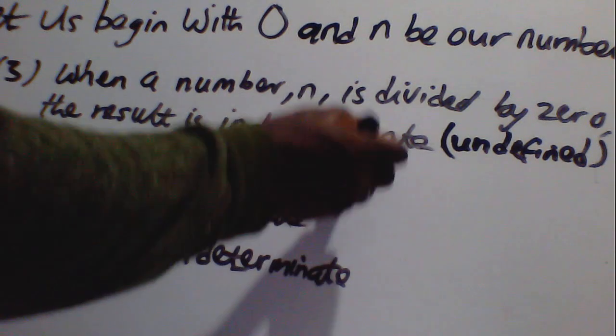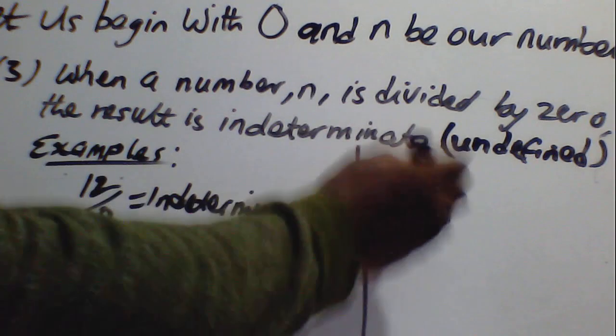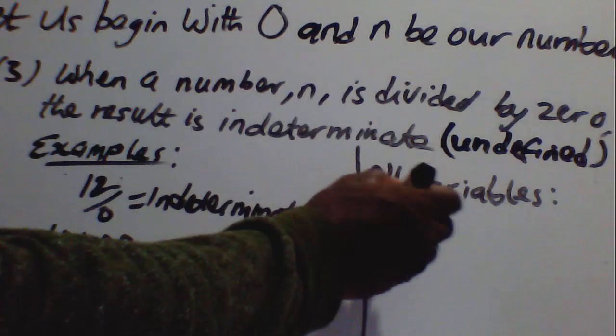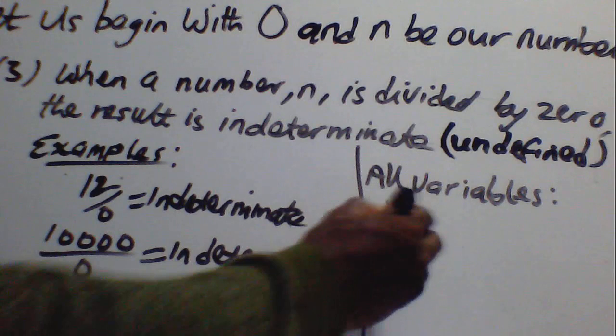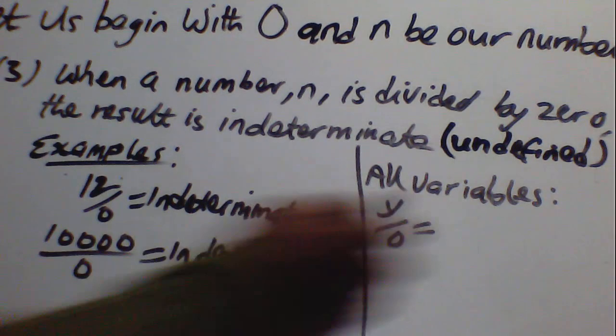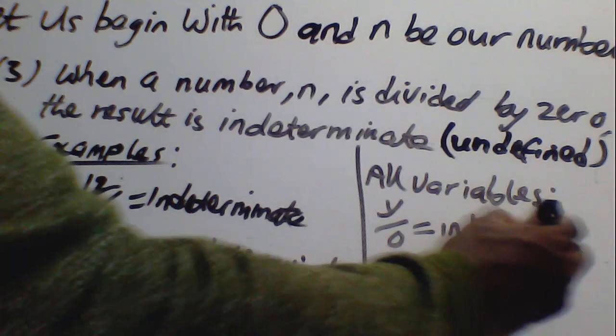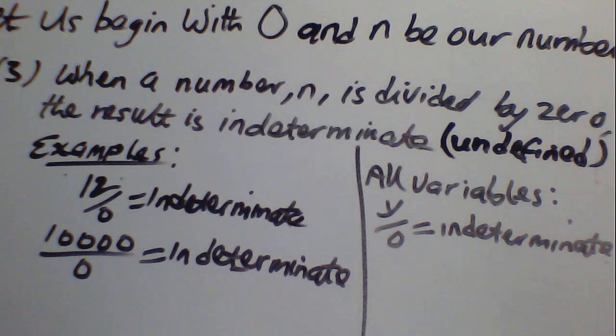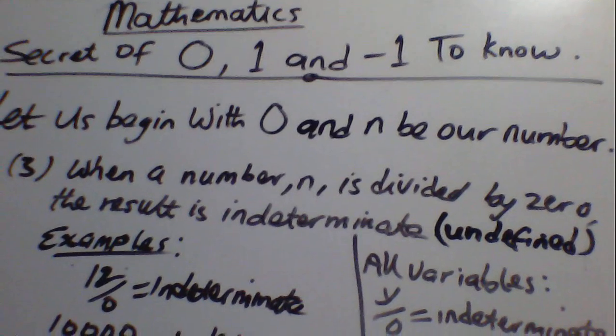This is also true for variables. It's also true for all variables. Example, y divided by 0 is equal to what? Indeterminate. So that is one of the examples to illustrate that when a number is divided by 0, the result is what? Indeterminate. Let's look at the fourth thing you have to know about 0.